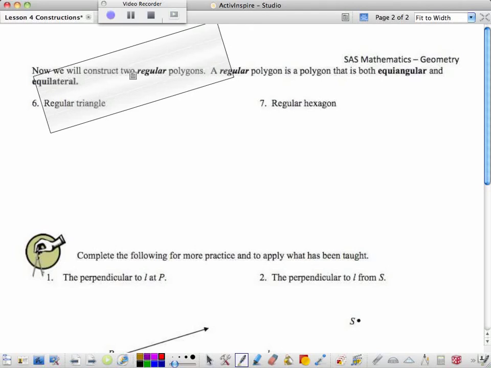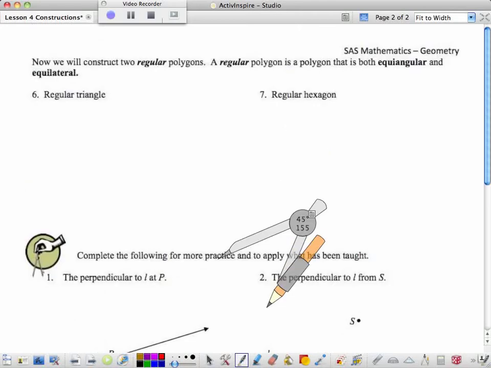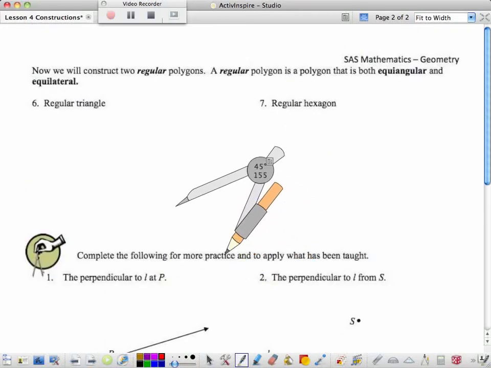Next, the next thing we're going to do is a construction of a regular triangle. A regular triangle. So what does regular mean? We haven't talked about that yet in geometry classes, or maybe some teachers have, but I have not, and I know everyone has not. So regular we're going to talk about a lot more in our next lesson, and we're going to learn more about regular polygons. But a regular polygon, just to summarize, is a polygon that is both equiangular and equilateral.